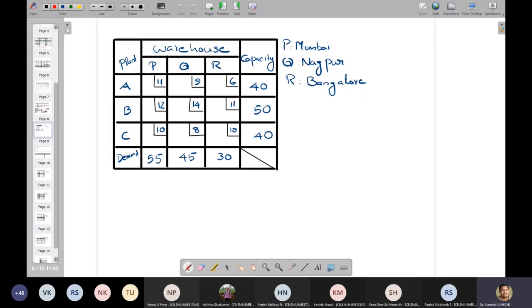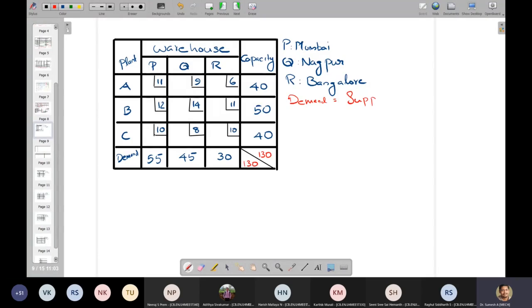So those who have solved, please let me know whether the demand is equal to supply. Yes, sir. So demand equals supply. If you sum it up, you will get it as 130. So demand equals supply. Okay, right.